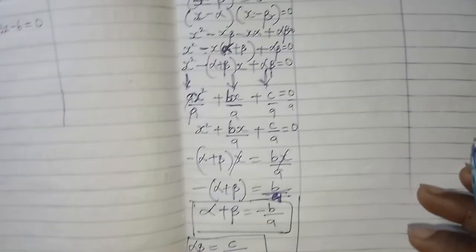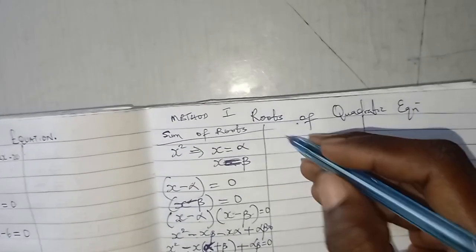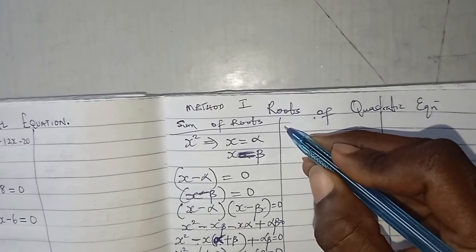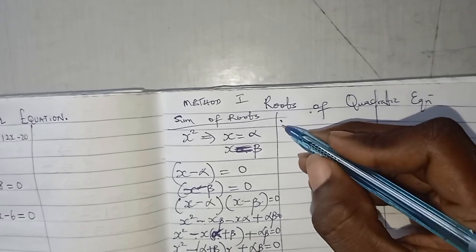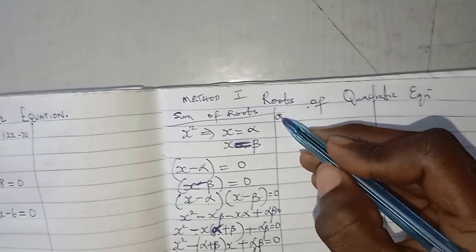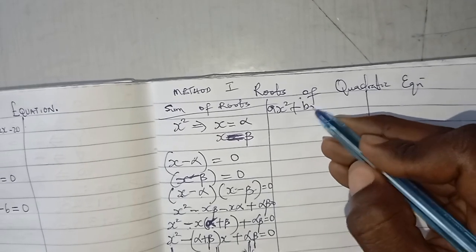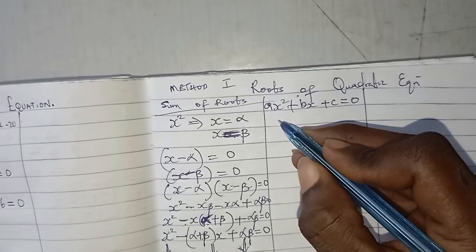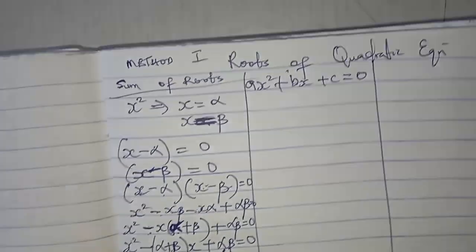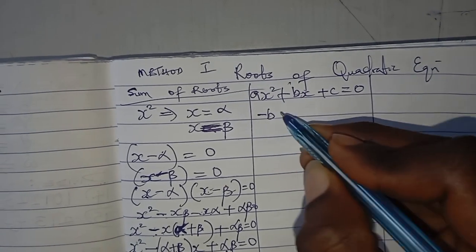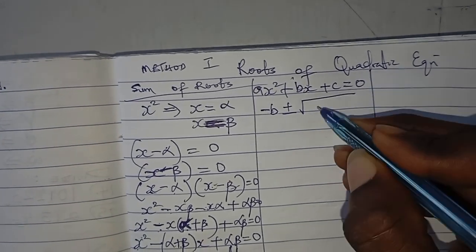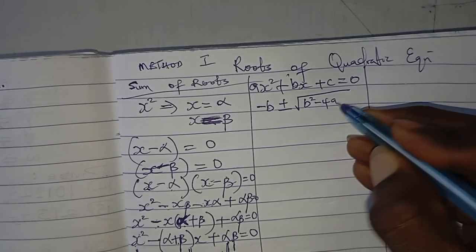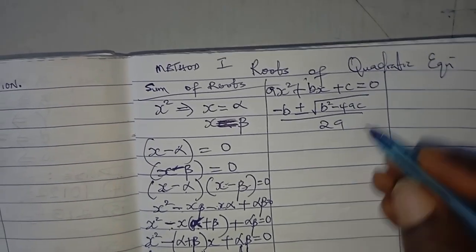Another method you need to be aware of is this: when you solve ax squared plus bx plus c equals 0 using the completing the square method, you will always arrive at minus b plus or minus root b squared minus 4ac over 2a. That's what you arrive at.